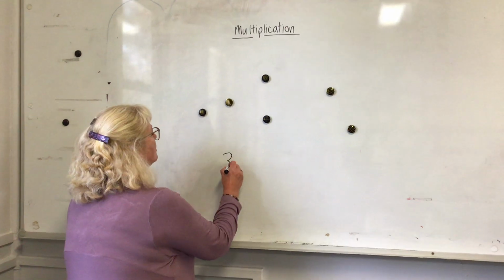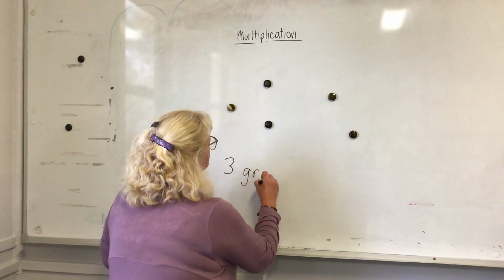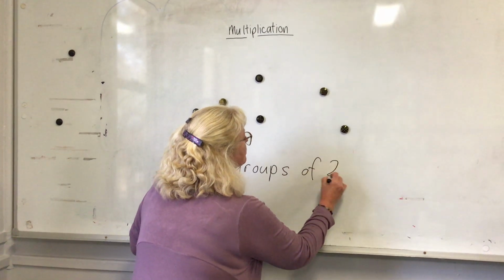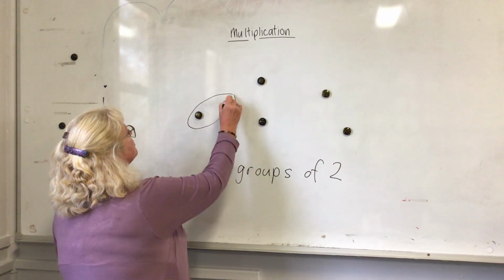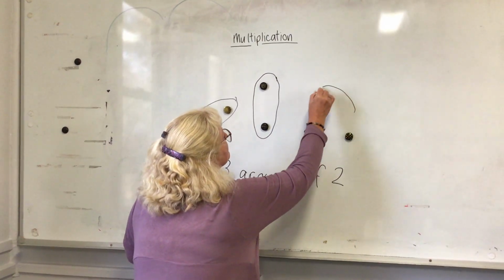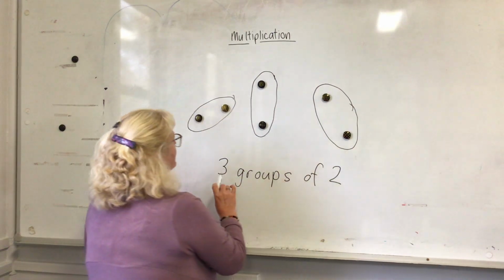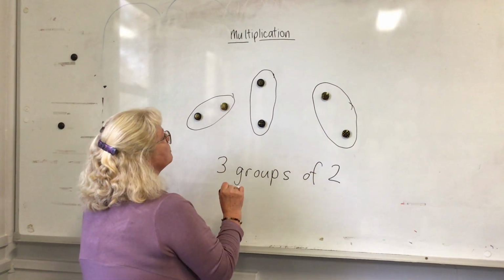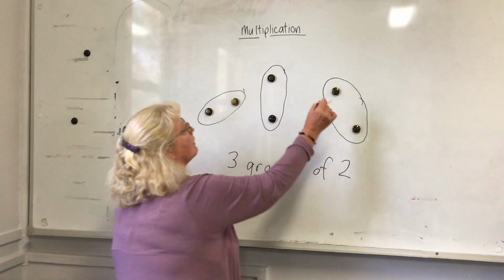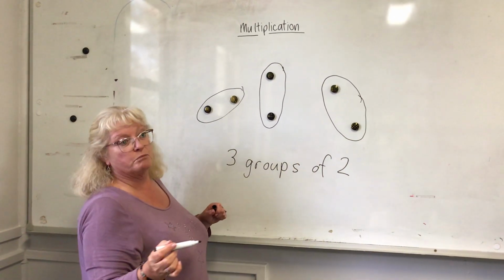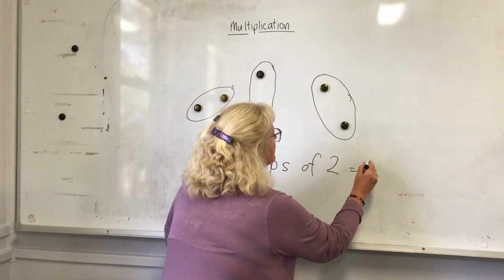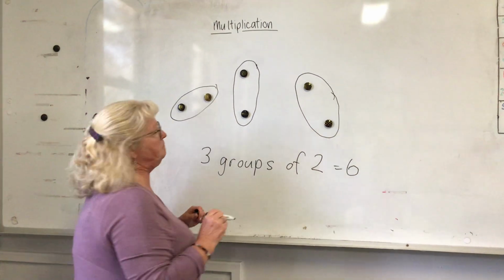So I'm going to make 3 groups of 2. So there's one group of 2, another group of 2, and a third group of 2. So 3 groups of 2. How many have I got all together? 1, 2, 3, 4, 5, 6. Or I could have counted them by 2s. 2, 4, 6. So I've got 6 all together.